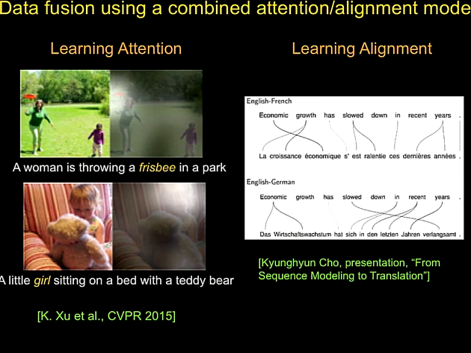And then we have a learning alignment model, which is used for translating, for example, English to French, where you might have one word translates to 3 words, or you might have the order of the words being different. And so those kinds of complexities need to be handled by the model.